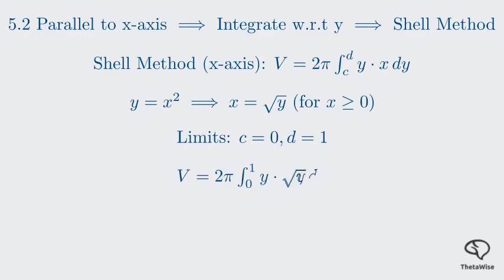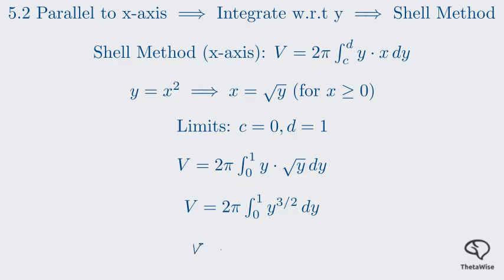V equals 2 pi times the integral from 0 to 1 of y times the square root of y dy. This simplifies to 2 pi times the integral from 0 to 1 of y to the 3 over 2 dy. The integral of y to the 3 over 2 is 2 over 5 times y to the 5 over 2. So we have 2 pi times this expression, evaluated from 0 to 1.